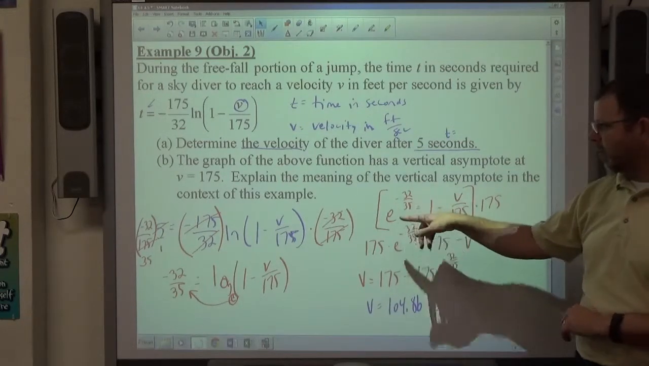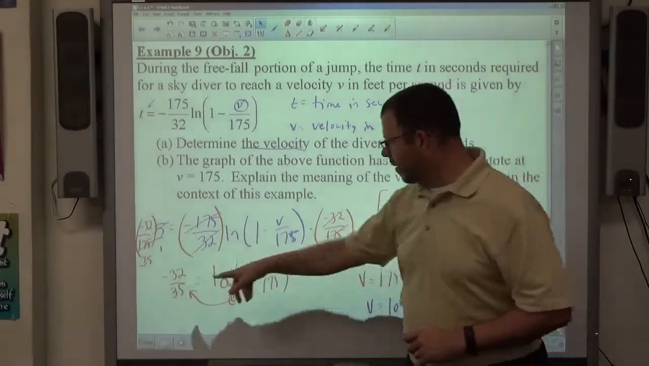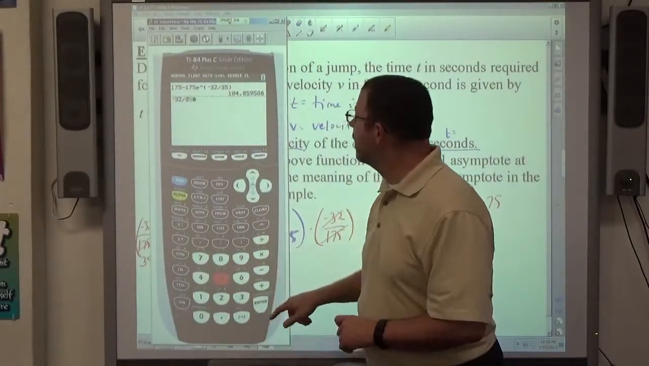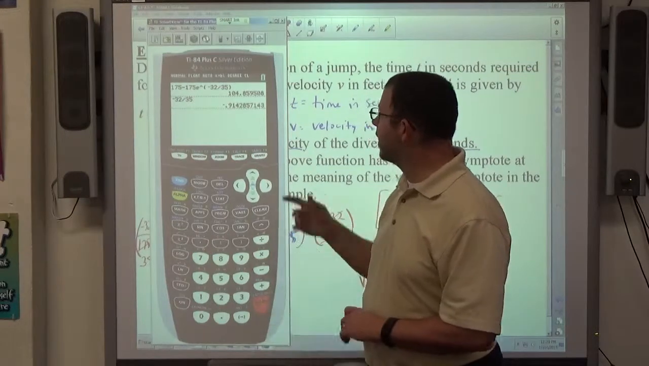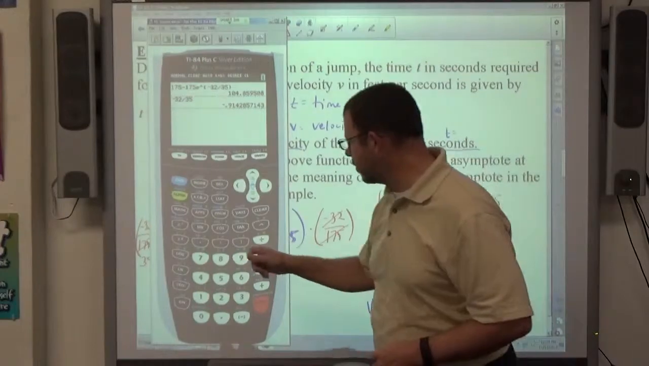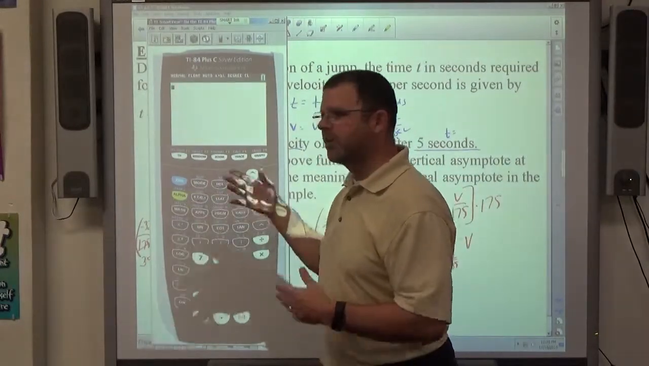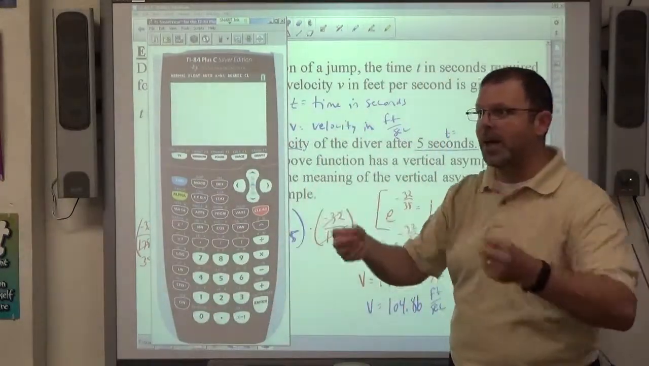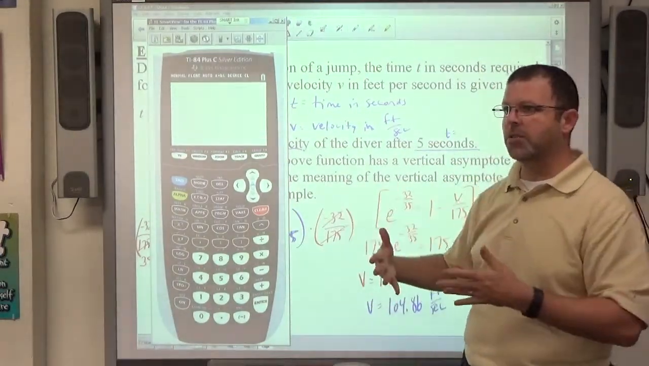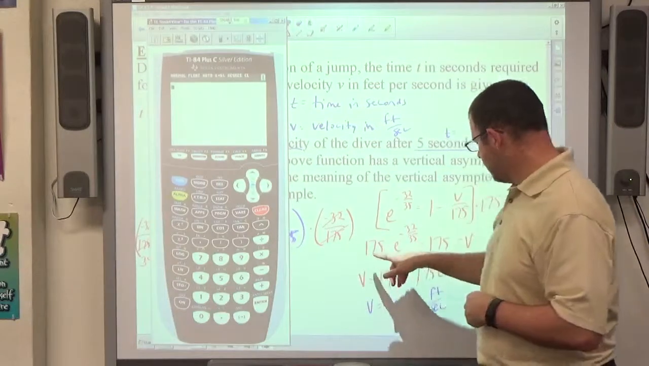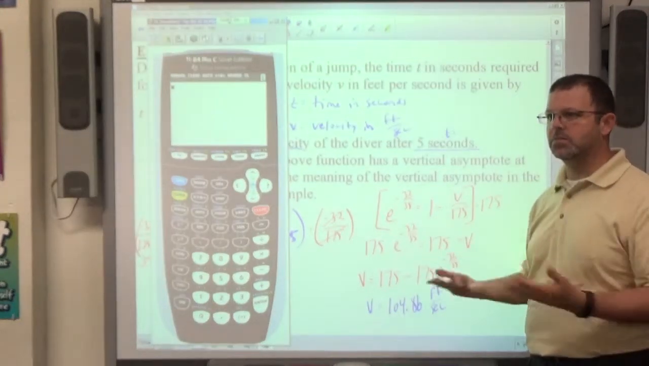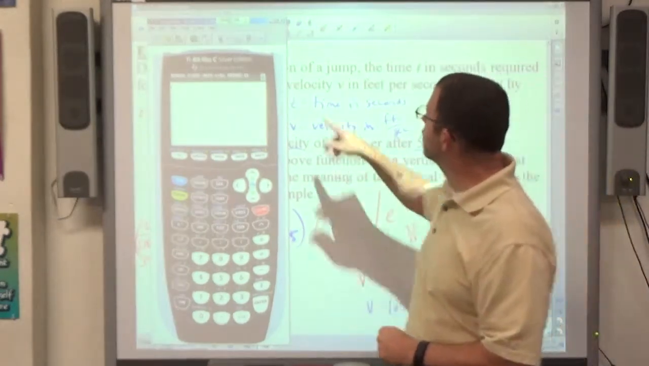If at some point you approximated this, let's say we made negative 32 35ths into a decimal, and we call that negative 0.9143, so that e to the negative 0.9143, and then all of a sudden you're approximating that, and then let's say you did e to that, and you approximated that, and you did 175 times that, and you approximated that, all of a sudden all these approximations are creating a less accurate answer. If you keep it exact all the way to the end, then type it in, you're going to have the most exact answer. Approximate that to a couple decimal places.